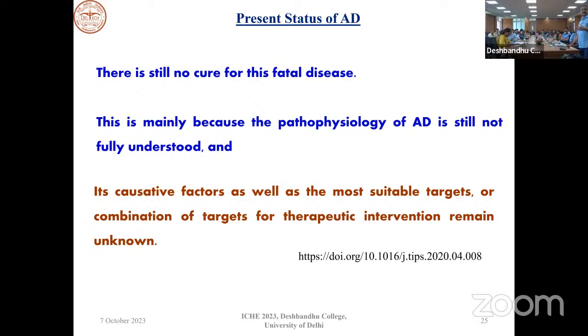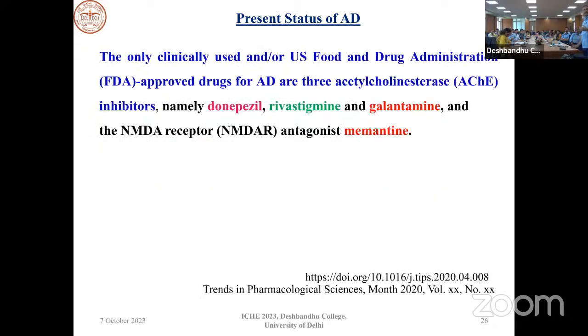There is no cure of the disease. The three drugs donepezil, rivastigmine, and galantamine are the acetylcholinesterase inhibitors available in the market, which are being prescribed for Alzheimer's. Even this is also given for Parkinson's sometimes.